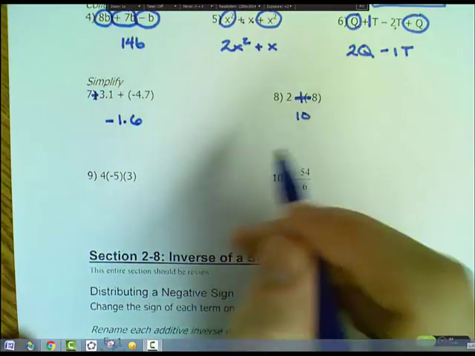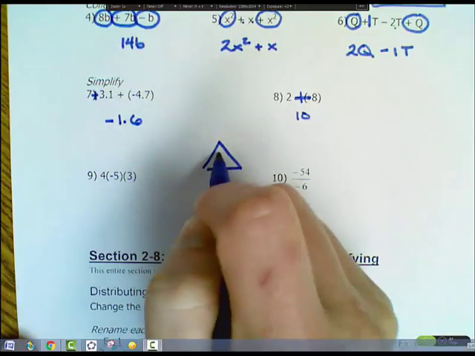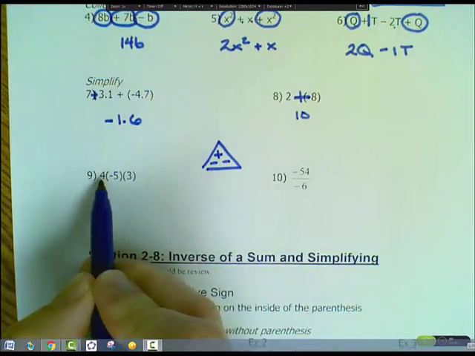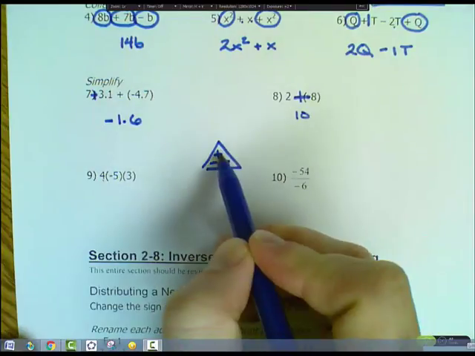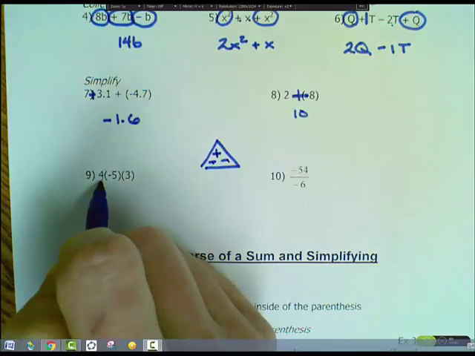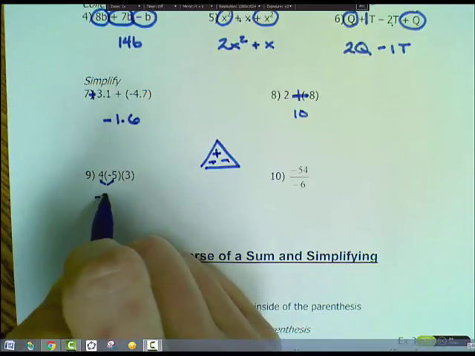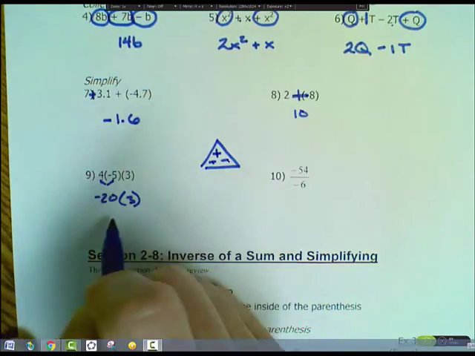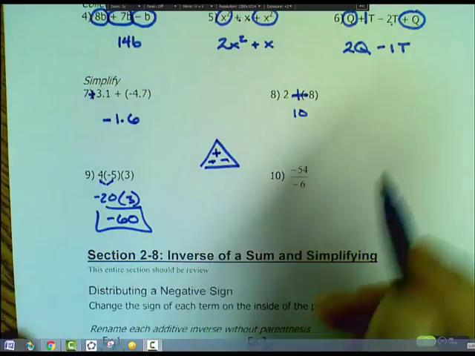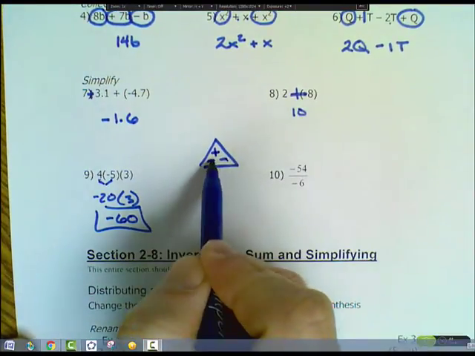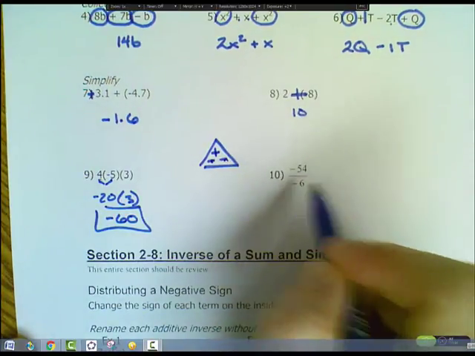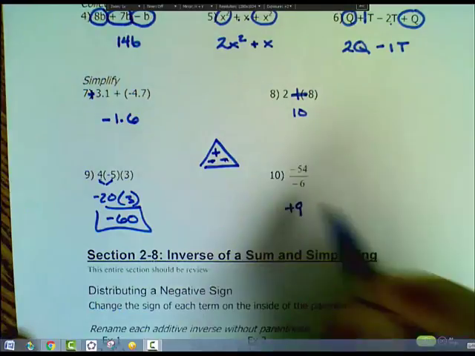Lastly, multiplying and dividing integers, I always use my triangle here, so positive, negative, negative. This will always help me get the correct sign. So a positive times a positive and a negative equal a negative. So 4 times negative 5 is negative 20, times 3 is negative 60. And then here we have a negative and a negative equals a positive. So negative 54 divided by negative 6 gives me positive 9.